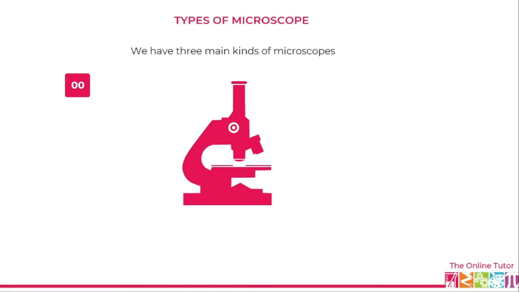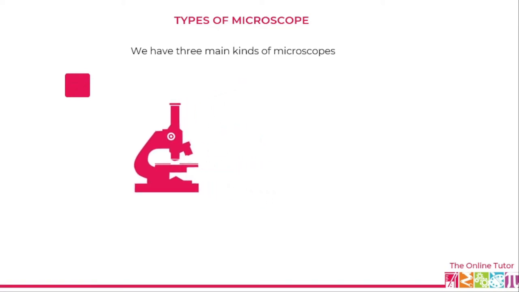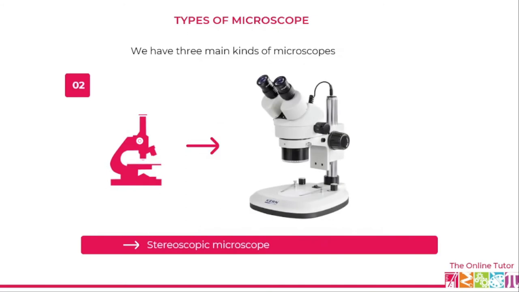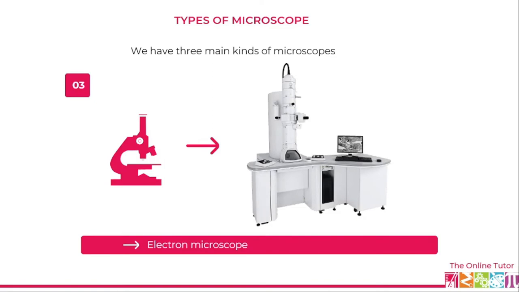Now, let's have a look at the types of microscopes that we have. Basically, we have three main kinds of microscopes. So we are going to be looking at these kinds of microscopes one after the other. So firstly, we have what we call the simple and compound light or optical microscopes. So this is the first class or the first category of microscopes that we have. Secondly, we have what is known as the stereoscopic microscope, which is also the second type of microscope that we have. Lastly, we have what is called the electron microscope, which is also a specific type of microscope for specific uses.